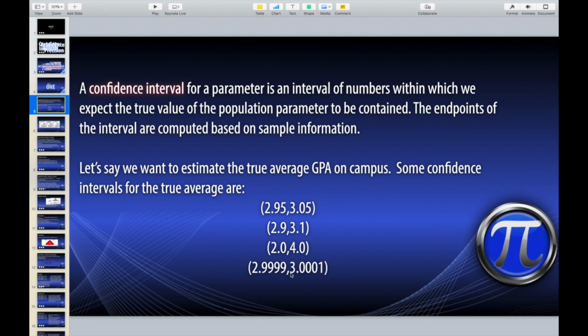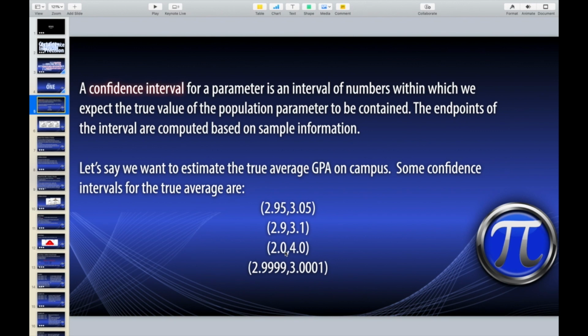The bottom one is so precise that it almost isn't very useful to me. I don't feel very confident that the actual parameter falls in there. Now, I'm pretty confident about number 3. From 2.0 to 4.0, that's a really strong likelihood that it's going to fall in there. I mean, I could have probably told you that without even taking a sample, right? It's so wide at this point, it's a little bit useless to us.